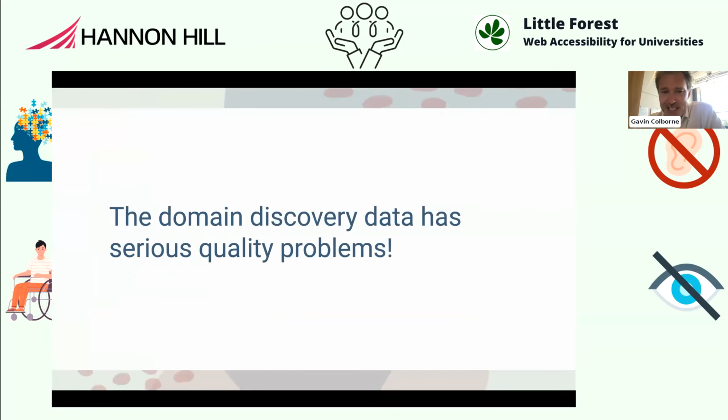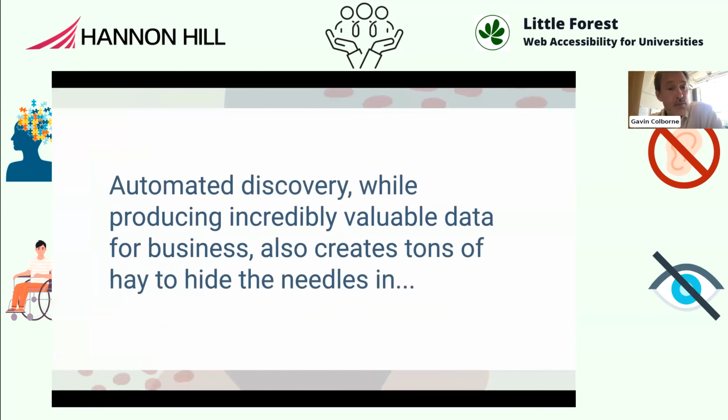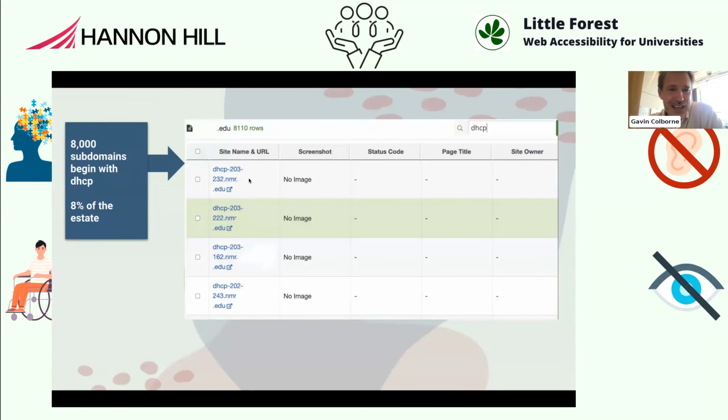So domain discovery data: when you get back your initial report, there are some serious quality issues, because while the automated discovery is valuable in producing data, it also has a lot of hay to hide the needles in. You'll get back data like a machine sitting under a desk somewhere or a printer in the university. For one particular university we did in the US, we had 8,000 subdomains beginning with DHCP. Now, these are not useful for your overall audit.